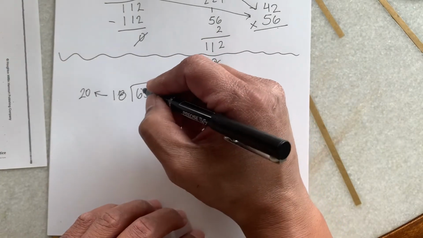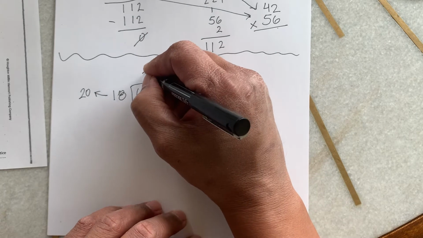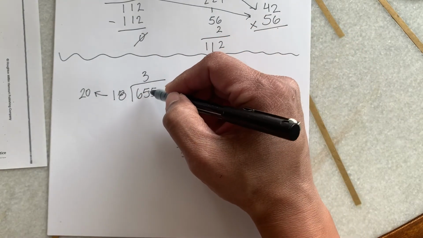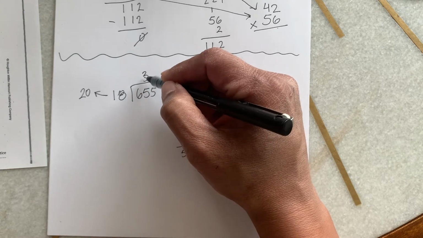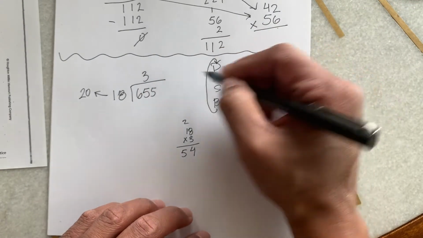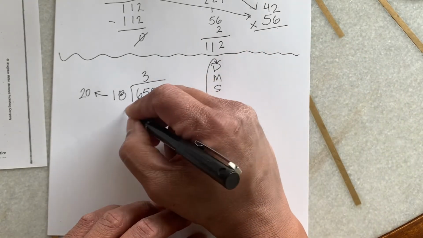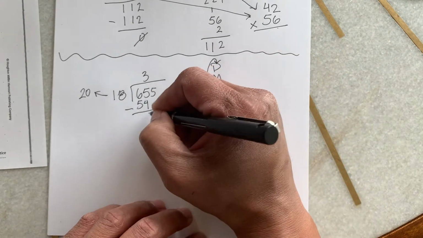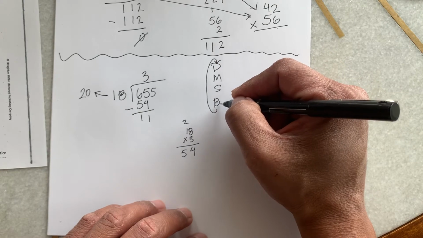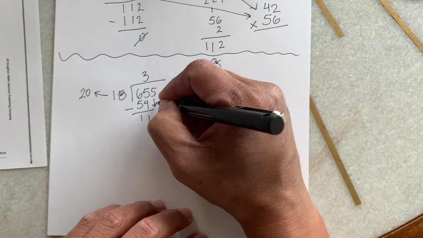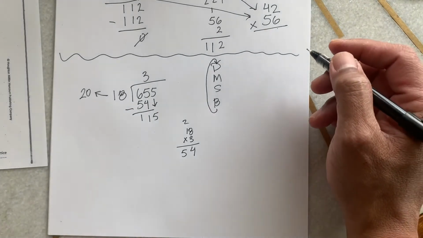So now I know, how many times does 18 go into 65? It is 3 times. Again, notice I'm putting the 3 over the 5 to symbolize that 18 goes into 65 3 times. Multiply next, 3 times 18 is 54. Next step, subtract. 5 minus 4, 1. 6 minus 5 is 1. Next step is bring down, draw my arrow, and now I get 18 into 115.